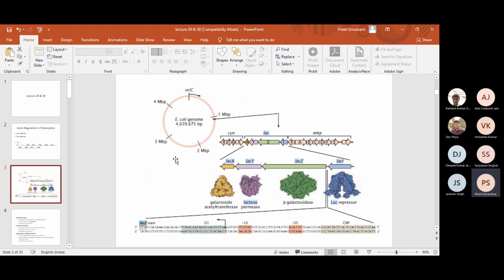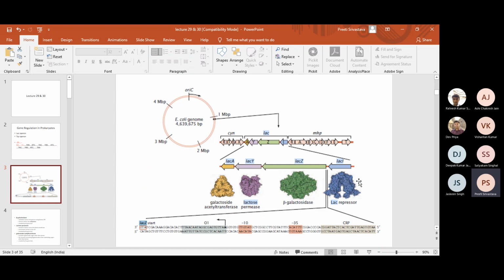When we look at the E. coli chromosome, the lac operon is present at roughly 15 minutes, as per the clock. The lac genes are flanked by two other genes, SYN and MHP. The lac operon actually consists of three genes, lacZ, lacY and lacA. lacZ encodes for beta galactosidase, lacY encodes for lactose permease, and lacA encodes for galactoside acetyltransferase.